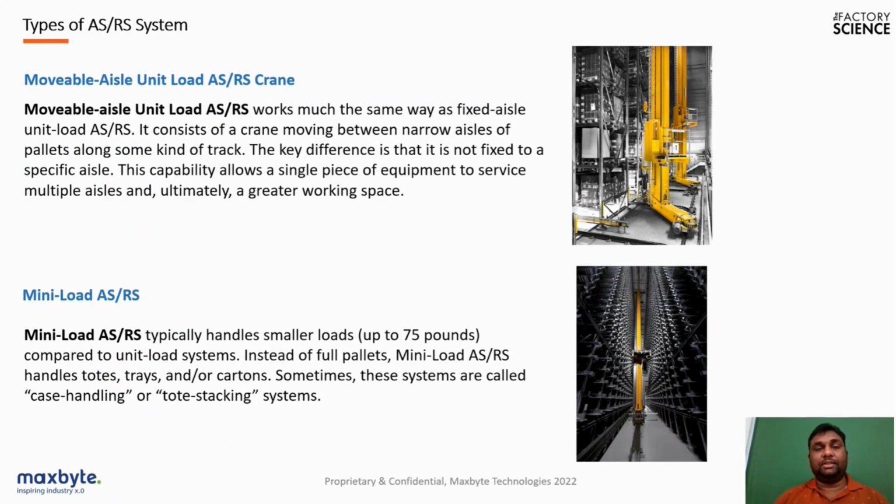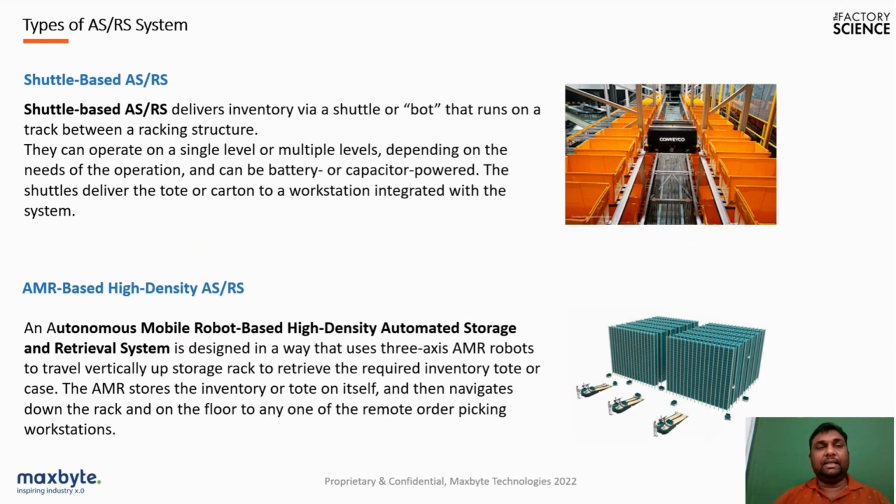And mini load ASR systems are there, which typically handle smaller loads up to 75 pounds. So instead of full pallets or bins, the materials will be stored and retrieved in the form of trays or carton boxes or something like that, so that pretty small materials can be easily handled. And the next type will be the shuttle-based ASR systems, where an automated bot will be shuttling between the ASRS racks, so that it can fetch the particular material, go to different levels, reach any height, and bring down the material within a quicker time.